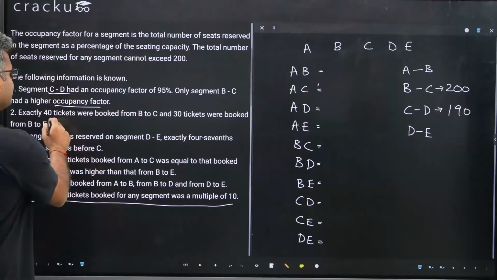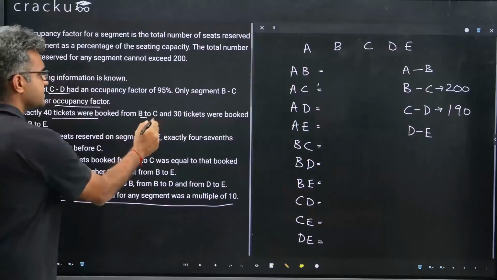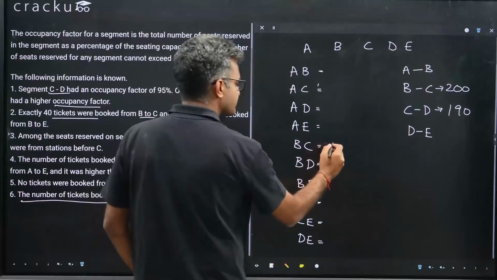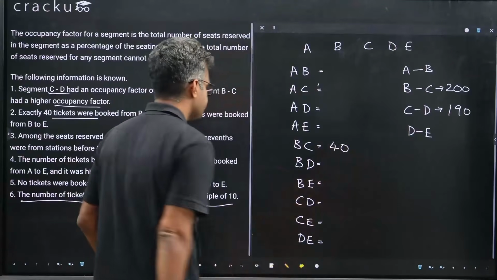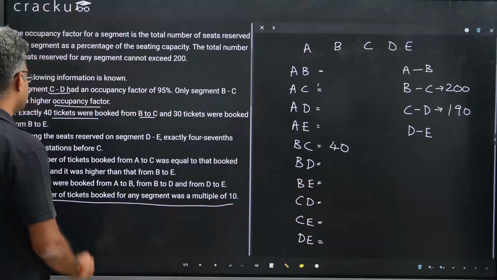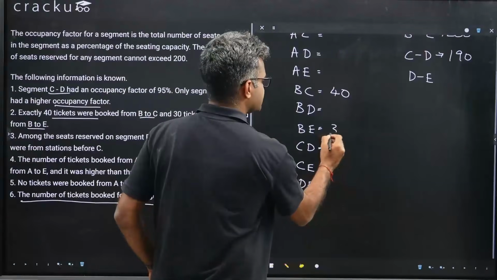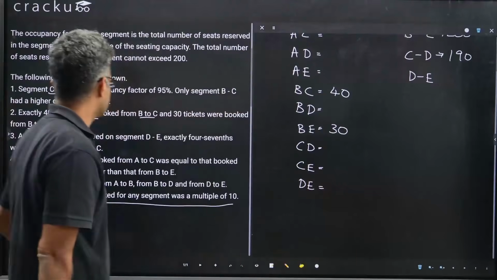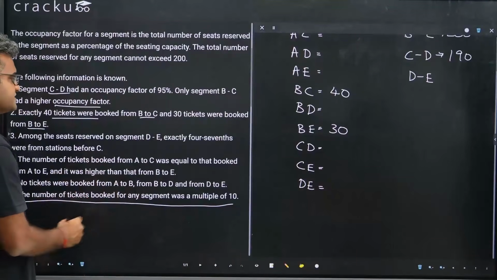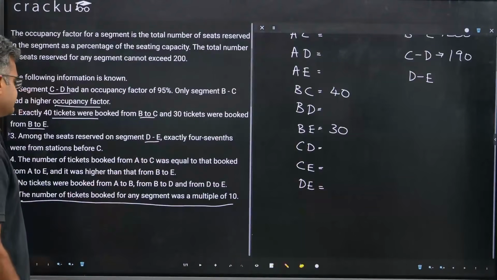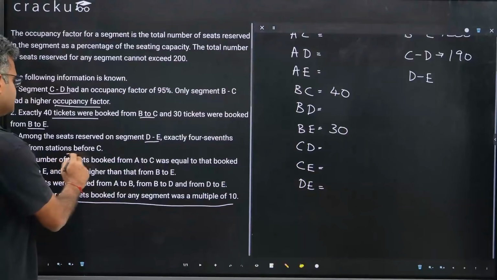Now exactly 40 tickets were booked from B to C. So from B to C exactly 40 were booked. And 30 tickets were booked from B to E. From B to E, exactly 30 tickets were booked. Among the seats reserved on the segment DE, exactly 4 sevenths were booked from stations before C.